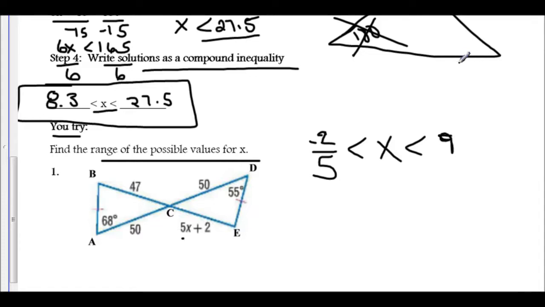Okay, so your final answer should be that x is greater than negative 2/5 and x is less than 9. If you got that, go ahead and move on to your exit quiz. Otherwise, let's stick around and see what happened.